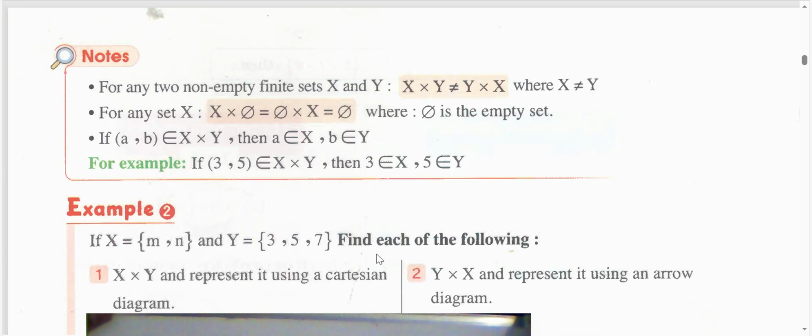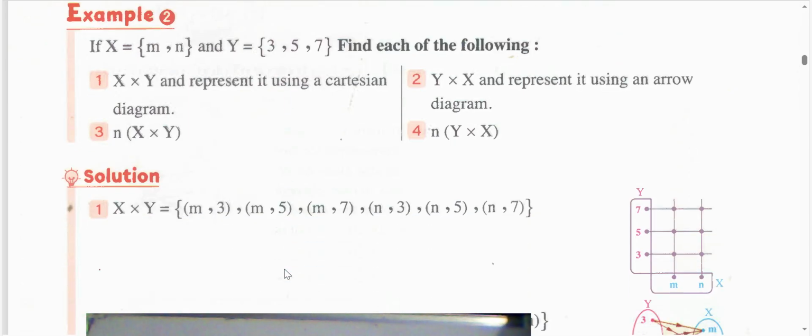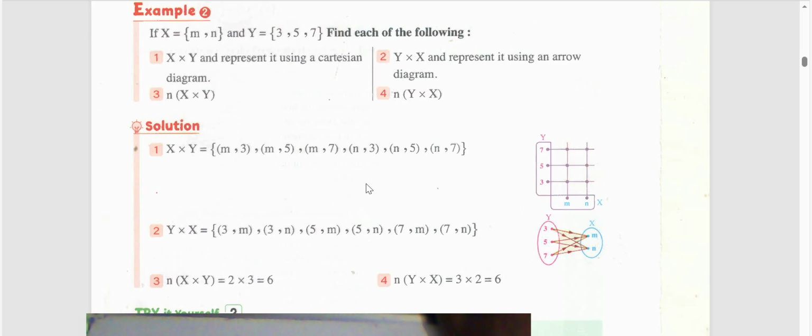Next, we must know X Cartesian product with the null set will be the null set phi. Solution number 2: we have a relation between X and Y, the Cartesian product between them together, and then find the number of elements.